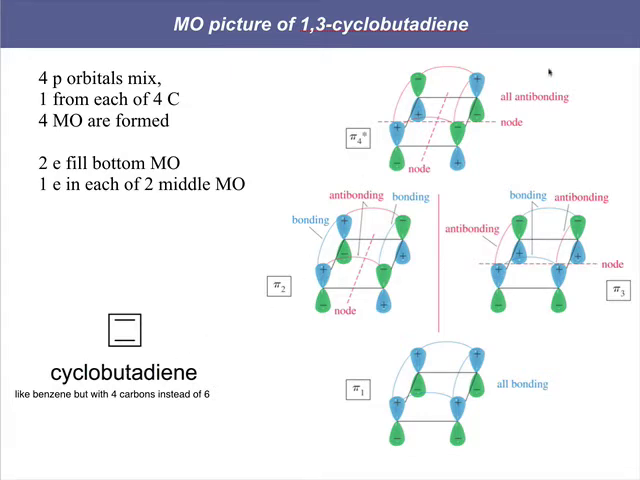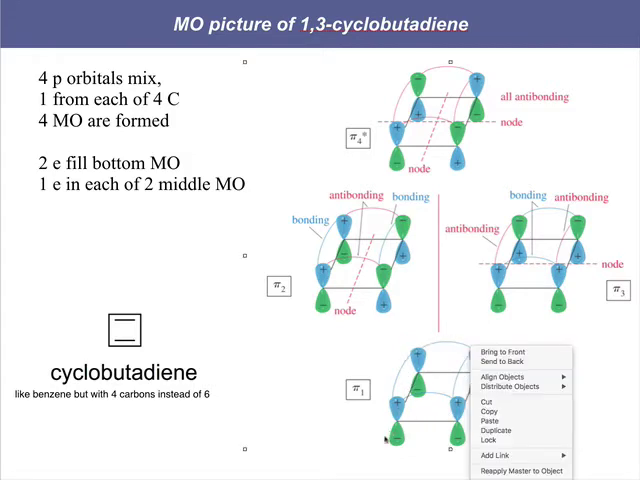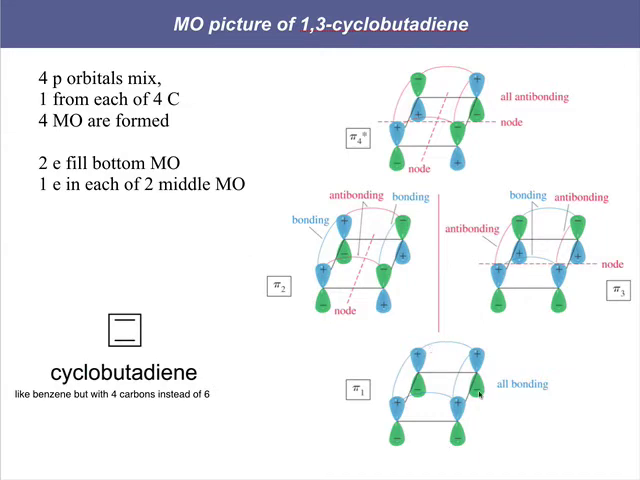This diagram is what those 4 orbitals look like. Again, we've got one arrangement of these orbitals where they are all bonding. We have 0 nodes. All of the orbitals are in phase. All of these lobes are in phase.